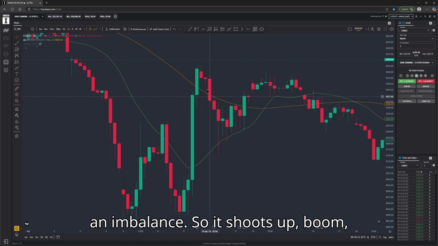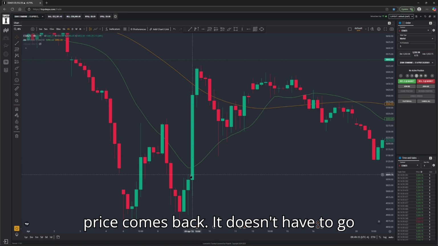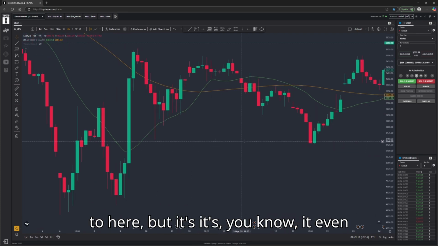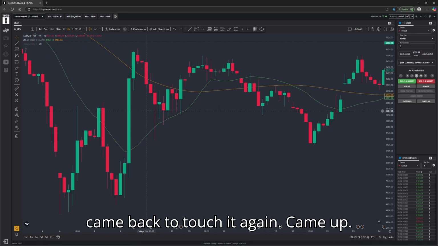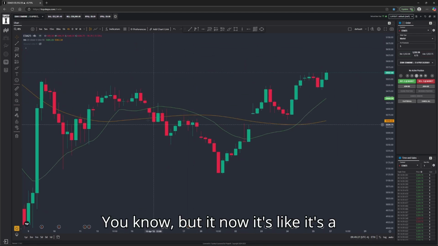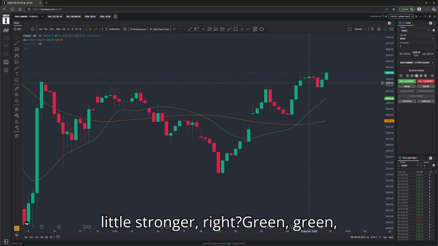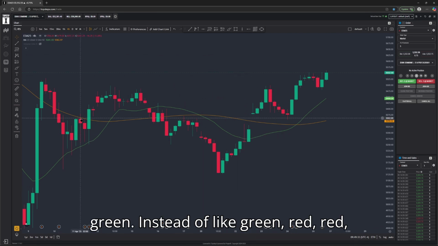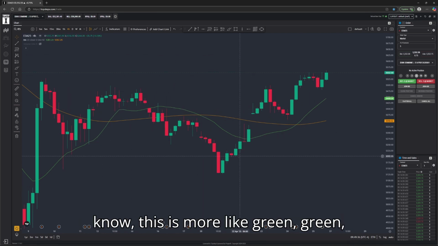The price always comes back to where there's an imbalance. So it shoots up, boom, price comes back. It doesn't have to go to here, but it even came back to touch it again. Came up, nope, boom, came back to touch this area. But now it's a little stronger, right? Green, green, green, instead of green, red, red, green, red, red, green, green, green. This is more like green, green, red, green, green, red, green, green, green, green.